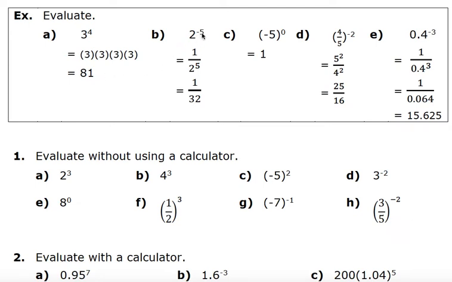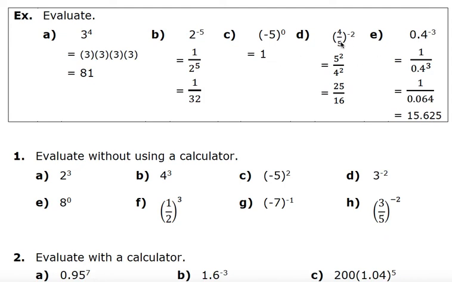2 to the negative 5. We take the reciprocal of the base. 2 over 1 now becomes 1 over 2. And we'll raise that to the power 5. Notice that even the numerator was raised to the power 5. 1 to the power 5 is equal to 1. Negative 5 to the power 0. Well, anything to the power 0 is equal to 1. So as long as this base is not equal to 0, and the exponent is not 0 at the same time, it's always equal to 1.